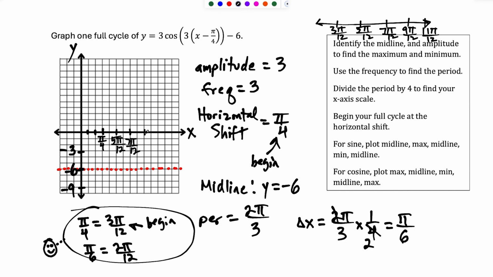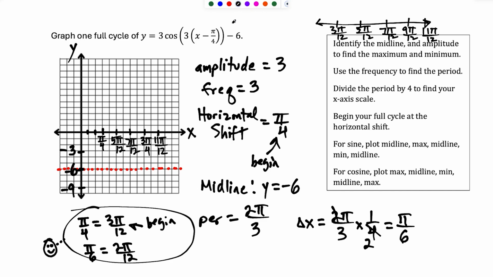But now this entry here, if I want to be extra precise, I could reduce 9 pi over 12 by dividing the top and bottom by 3, and I get 3 pi over 4. And then finally, for the last value here, if I go plus another 2 pi over 12, I get to 11 pi over 12. So this would tell me the end of the interval here for our full cycle. So now I'll bring this back up, and we'll just go ahead and plot these points.